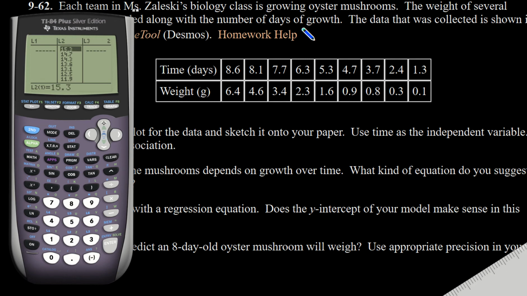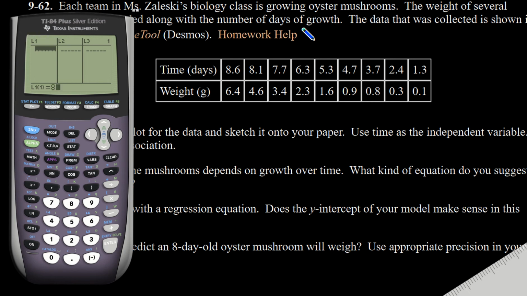And I'm going to go over to the other one. I'm going to go up here and hit Clear. Clear and Enter. So list 1 and list 2 are completely cleared out. So time is going to be my, interesting, 8.6 days. That must have been, they'd be recording hours, right? It's 8 days and a quarter of a day or something like that. So let's go ahead and record the days of growth down.